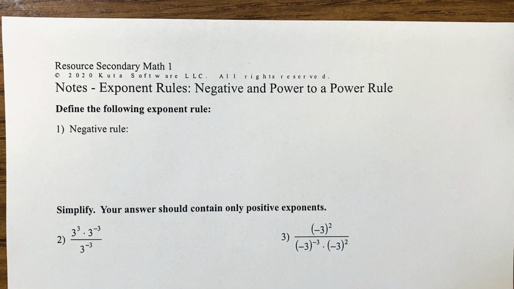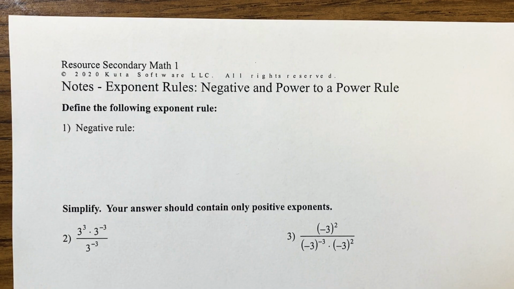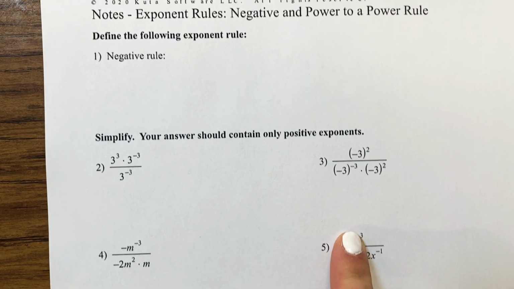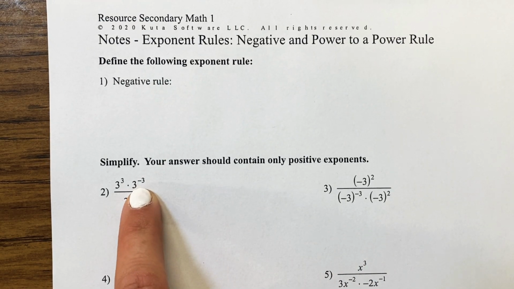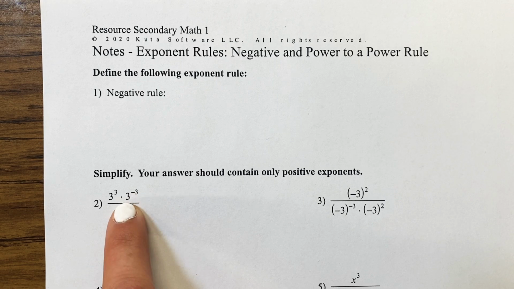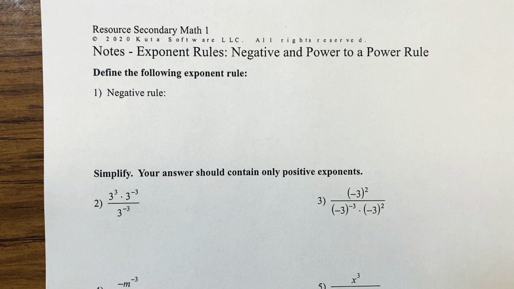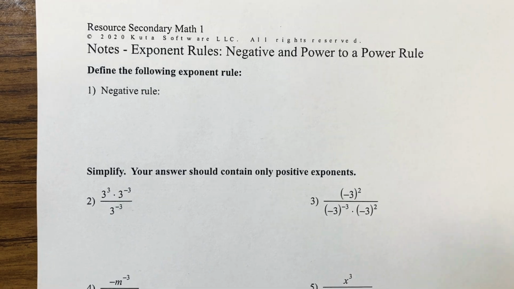We are going to be talking about our last two exponent rules today. The first one being our negative rule. Today you might notice, if you're looking ahead into our notes, that there are exponents that are actually negative exponents, right? Looking in number 2, I see a 3 to the power of negative 3, another 3 to the power of negative 3. Well, we are going to learn what we actually do when we have negative exponents.